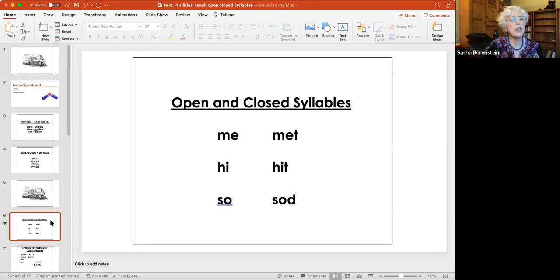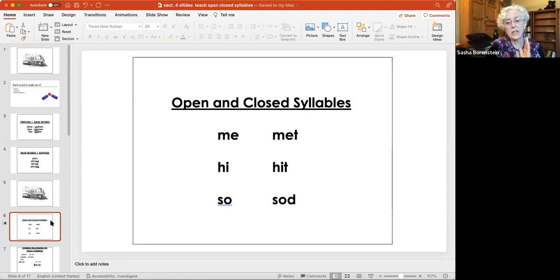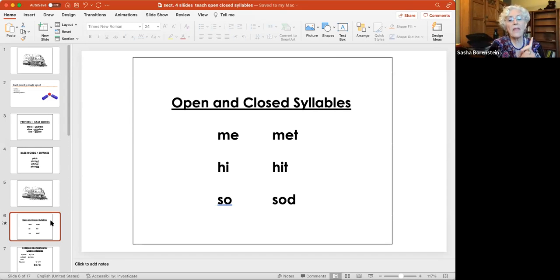So here's how to figure this pattern out a little. Where is the E? Is it at the end or in the middle of the word in me? At the end. And in the word met, where is the E? Is it in the middle or the end? The middle. Exactly. And that's the perfect definition of open and closed syllables.